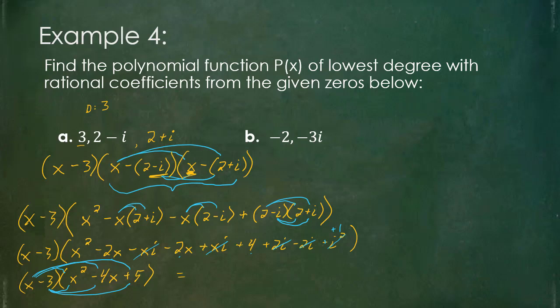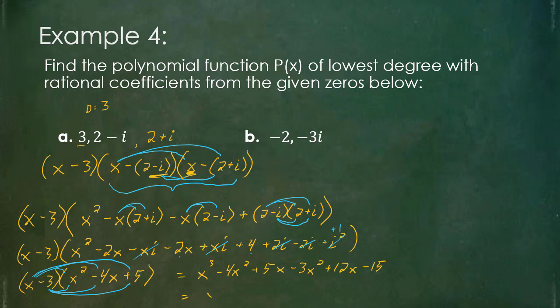so now everything is a lot more back to normal. So I've got x times x squared would give me x cubed. x times a negative 4x is a negative 4x squared. And x times a 5 would give me positive 5x. Then move on to distributing the negative 3, so I've got negative 3x squared. Negative 3 times negative 4x is positive 12x. And a negative 3 times a positive 5 would give me a negative 15 at the end.